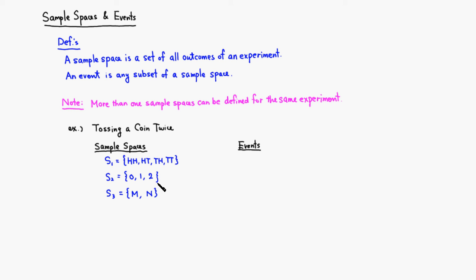All right, so let's pick S1. I'm going to use this sample space to talk about an event. For this sample space, I'm going to call an event E1. E1 could be an event where you get 2 heads, so head, head. When you have only one outcome in an event, this is called a simple event.